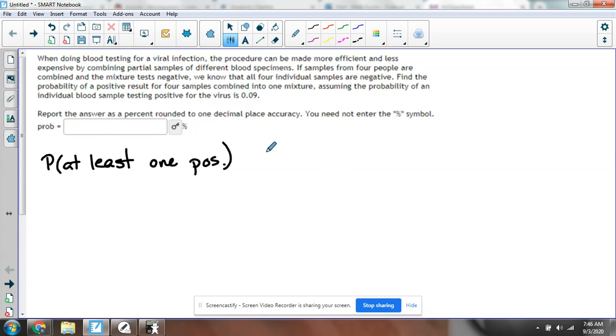So to find that, it's usually easier to find the complement. The complement of this would be that nobody has a positive sample, or no positive samples, or all negative. So to find this probability, I'm going to do 1 minus the probability of all negative. Okay, that's a much easier thing to find.